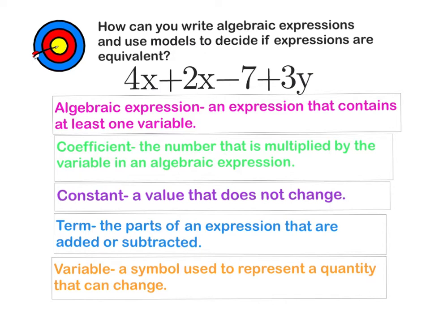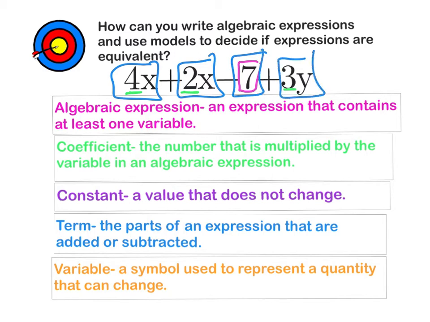So let's look at our expression. Coefficient, we have the coefficients 4, 2, and 3. These are numbers that are being multiplied by a variable. Constant, we have one constant in our expression, and that is 7. 7 is just always 7. It's not going to change. Our terms, we have 1, 2, 3, 4 terms. These are the parts of an expression that are added or subtracted. And then we have our variables. If we look at our expression, we have the variable x and the variable y.